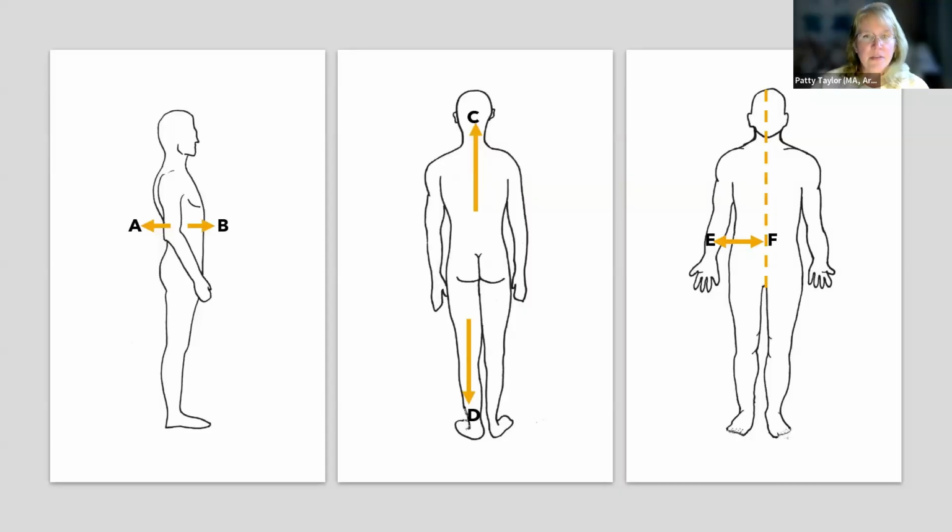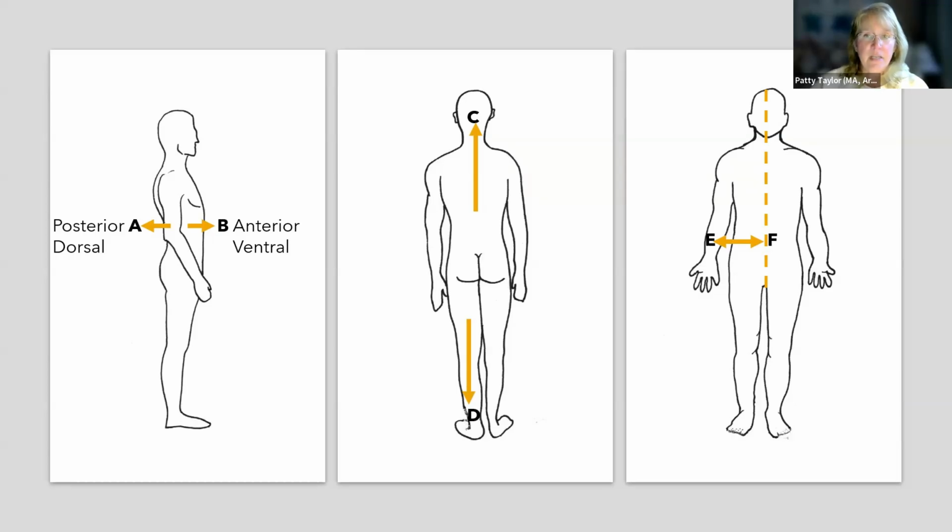So let's take a look at these labels here. On the first pair, letters A and B, we are looking at toward the back and toward the front. So what term best describes toward the back side? That is posterior or dorsal. For letter B, what terms describe toward the belly or front side of the body? That's anterior or ventral.